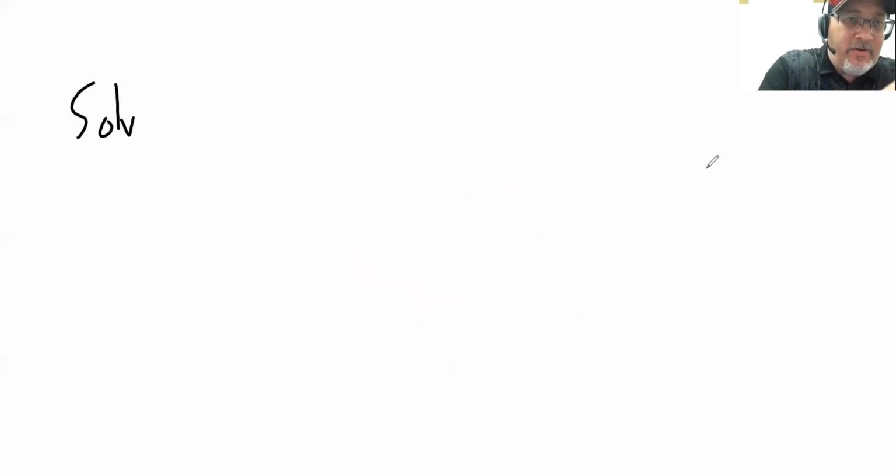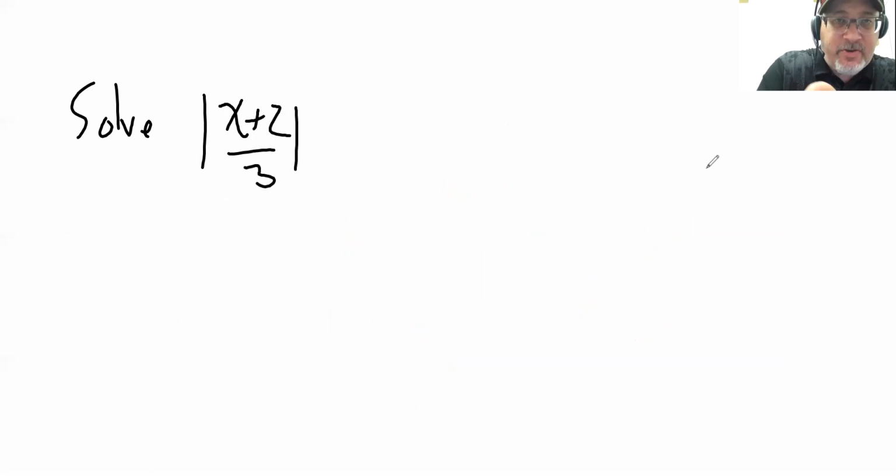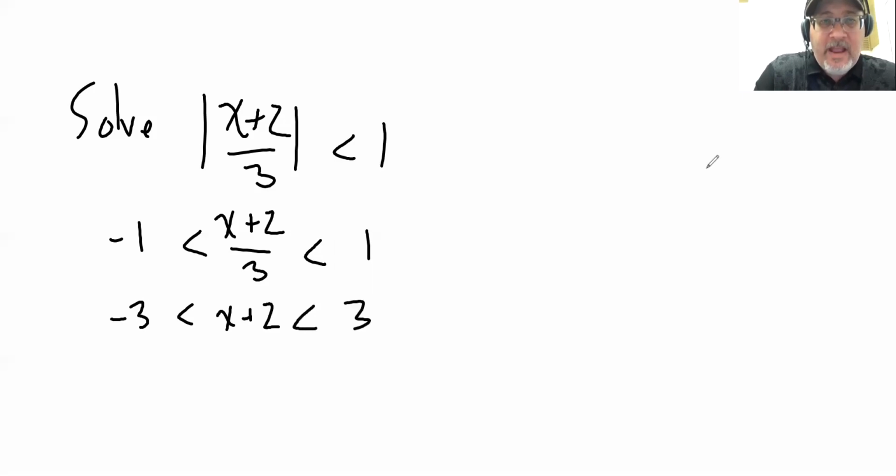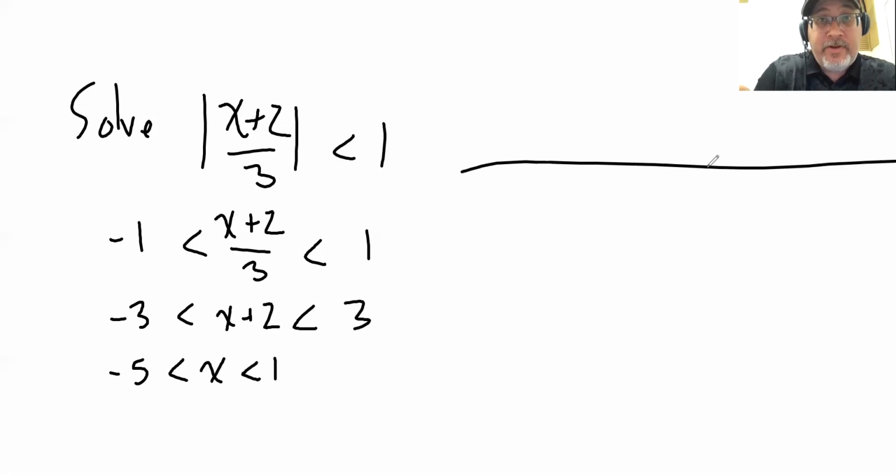All right, so let's solve the absolute value of (x + 2)/3 is less than 1 by sandwiching (x + 2)/3 between -1 and 1. If we multiply everything by 3, we get -3 is less than x plus 2 is less than 3. And then if we subtract 2 from everything, we get -5 is less than x is less than 1. So far what we know about our interval of convergence is it starts at -5, ends at 1.